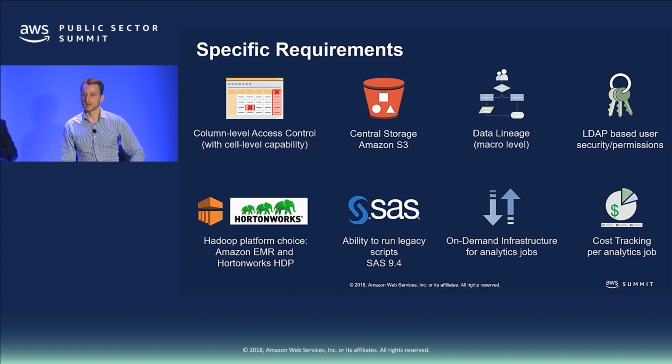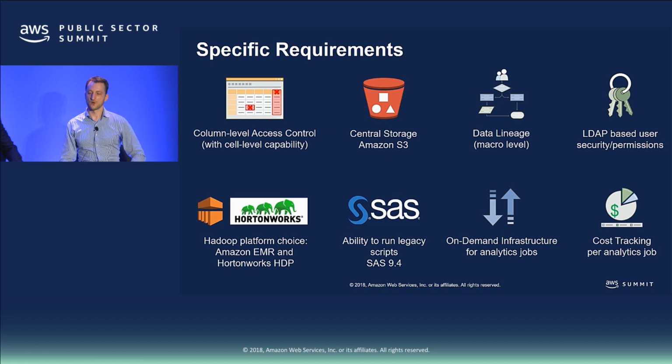LDAP-based user security and permissions. We have AWS Directory Service for this, so we can map to that. We also needed to provide a choice of the Hadoop infrastructure for this particular data lake. So we provided the choice between AWS EMR, which is Elastic MapReduce, and Hortonworks. We needed to provide the ability to run legacy SAS scripts on SAS 9.4. And so we had to have SAS in the infrastructure as well.